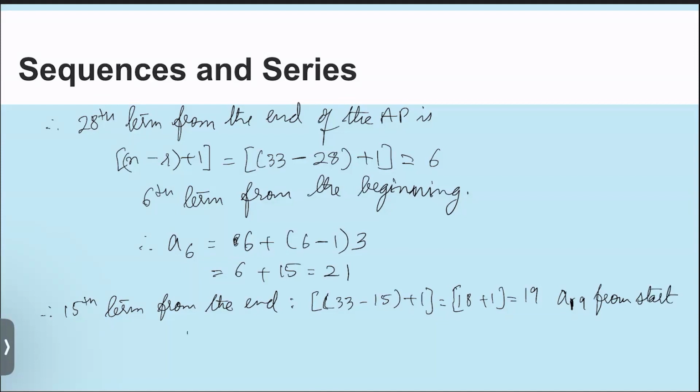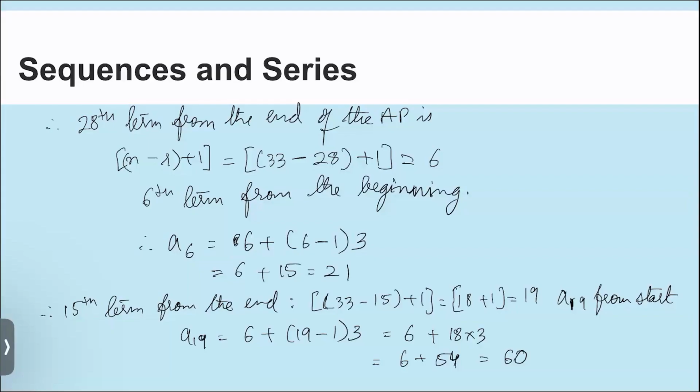So what would be your A19? That would be 6 plus (19 minus 1) multiplied by 3. So this will be 6 plus 18 multiplied by 3. So that is 6 plus 54. Okay, so this would be 60. Okay, so this is how we can find it.